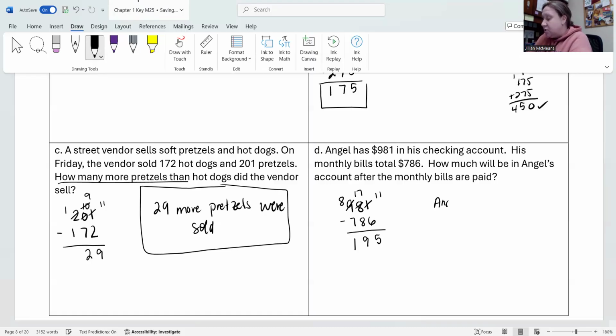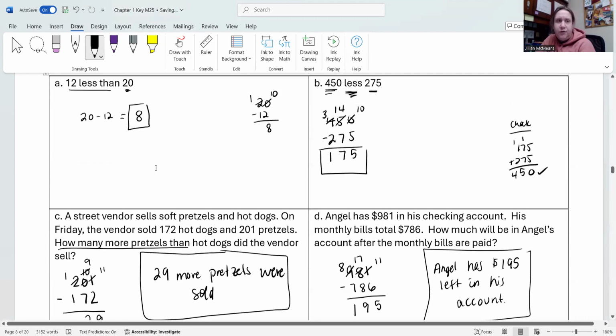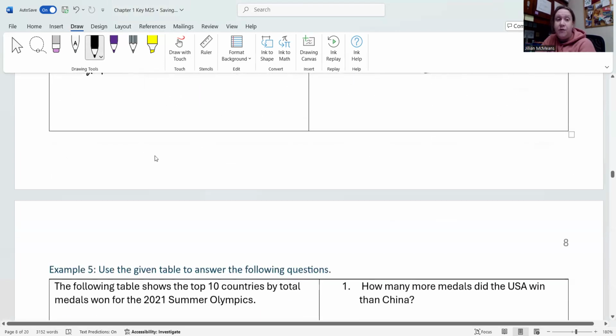We would say Angel has $195 left in his account. So remember, always describe your answers when you're dealing with any type of word problem. Okay, so that's it for example 4. Let's look at example 5.